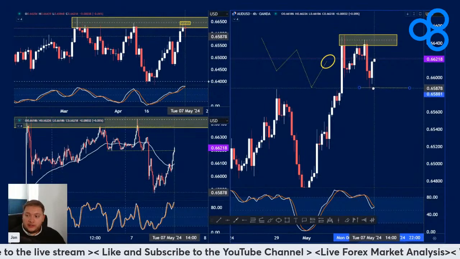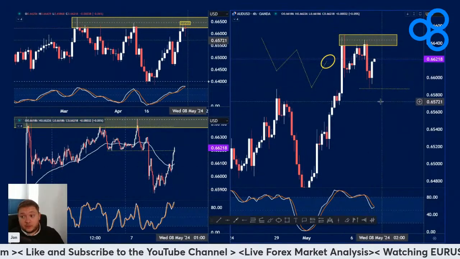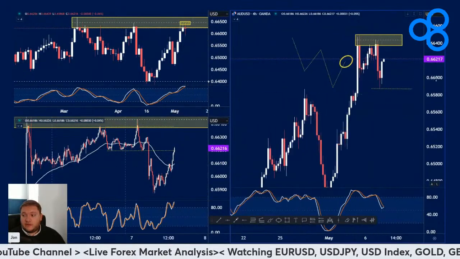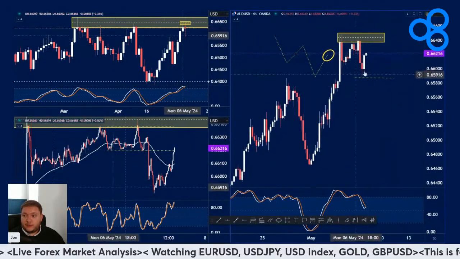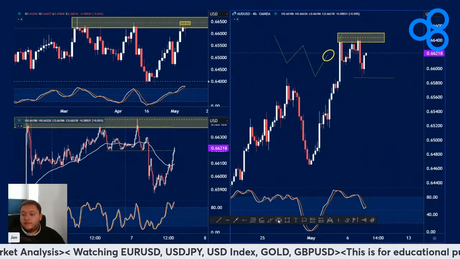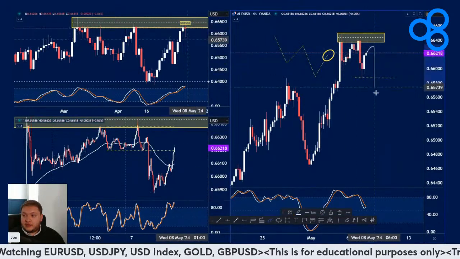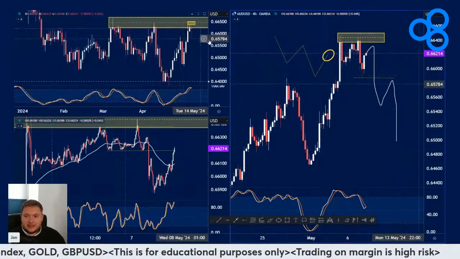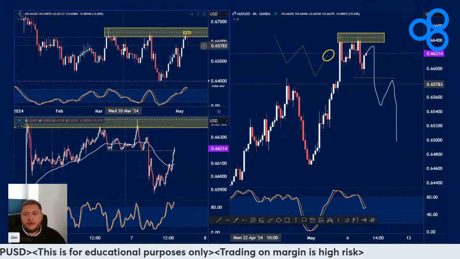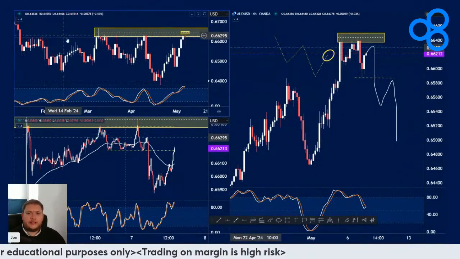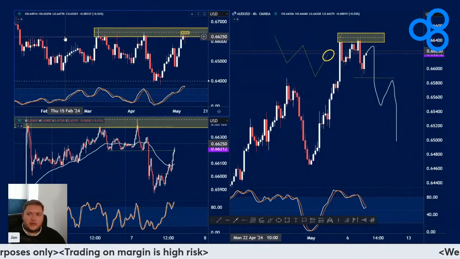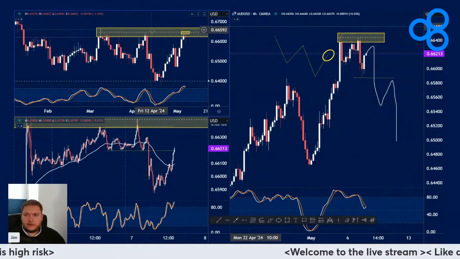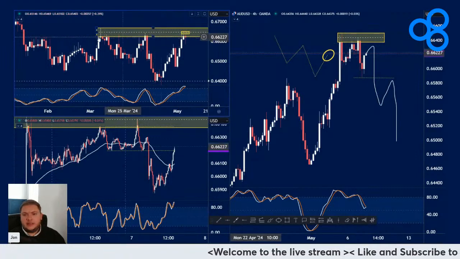So I may be wrong, but I'm willing to leave this one alone until that is potentially achieved, and that will be achieved if price was to make a new low here for me. But I like the idea of being short. Obviously, on the daily time frame in the top left-hand corner, you can see we're in a consolidation, aren't we? The market is in a tight trading range between 0.64 and 0.6650.